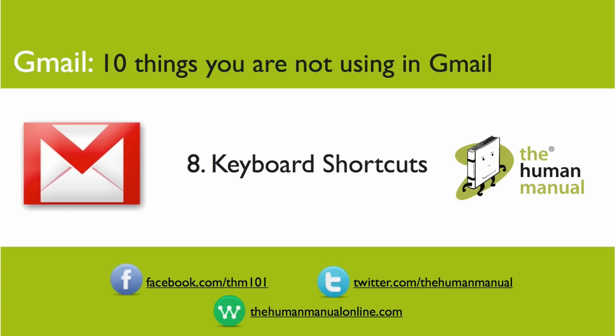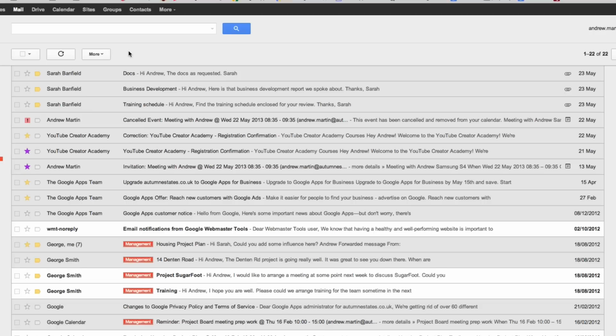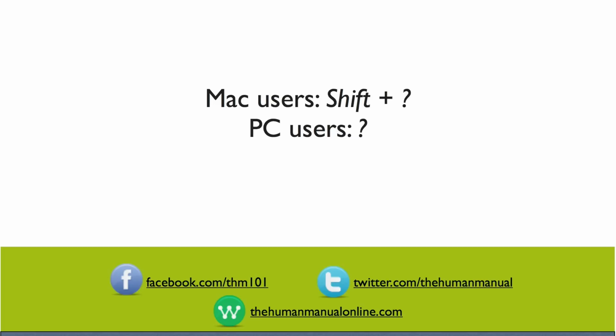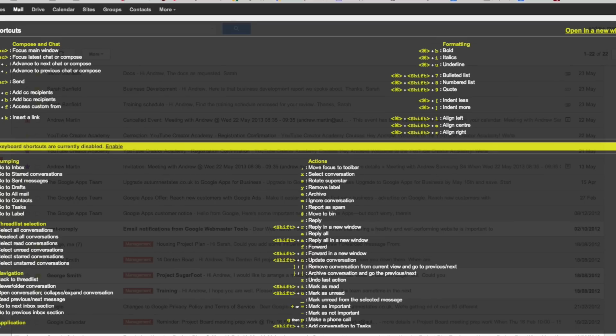Okay, number 8, keyboard shortcuts. When it comes to moving around your mailbox quickly, Gmail makes that simple with keyboard shortcuts. Almost everything is possible, including composing a new message, replying, forwarding, and even returning back to your inbox. To see what's available, if you're on a Mac, press Shift and question mark, and that pops it up. If you're on a PC, just press question mark, and that'll pop it up too.